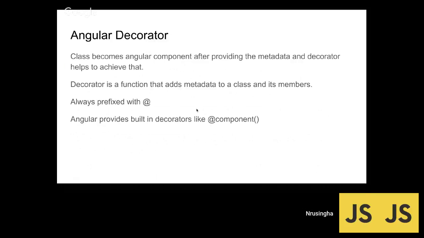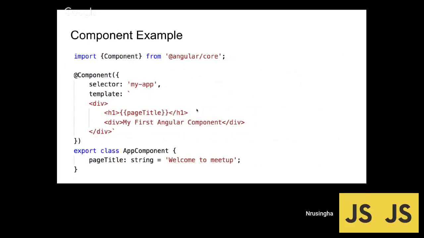A class only becomes an Angular component because of this. You can write a general class in ES6 or TypeScript too, but that class cannot be a component directly. To make that class a component, we need some metadata by which Angular can understand, okay, it's a component. That's where the decorator comes into the picture. The decorator provides that metadata to Angular to say this class is actually a component. A decorator is nothing but a function, and it's always prefixed with @. Angular provides built-in decorators like @Component, and this @Component decorator helps us create a component. I'll show on my next slide how we can write a component.